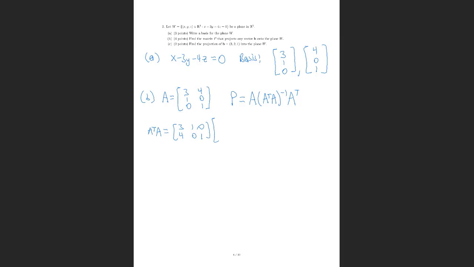So that's A transpose and then times A. That's going to be, let's see here, 9 plus 1 is 10, 12, 12 again, 16 plus 1 is 17. Okay.